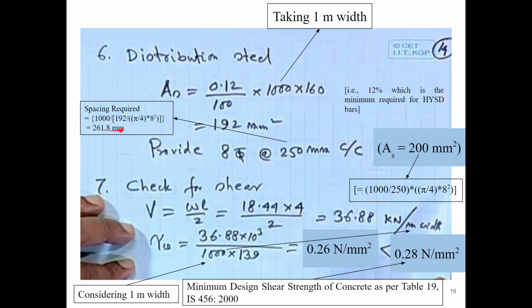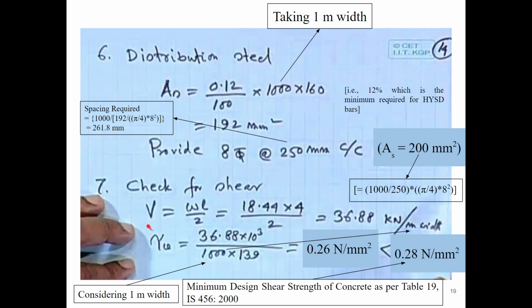So if we would have taken 261.8, we would have got 192. But because we have taken 250, it will be more. It will be 200 millimeter square. So that is almost we have designed. We will now check for the various cases like shear and deflection and all.